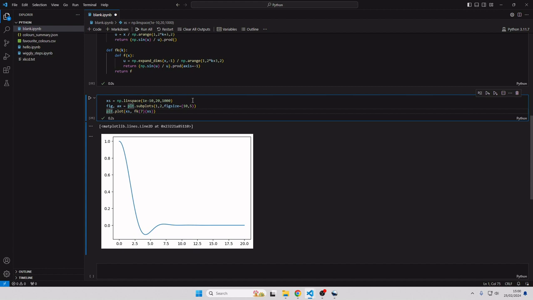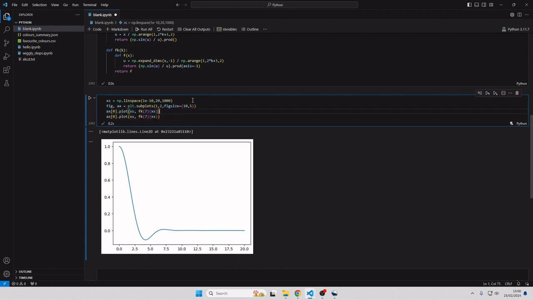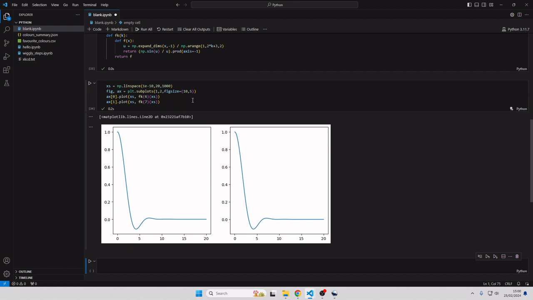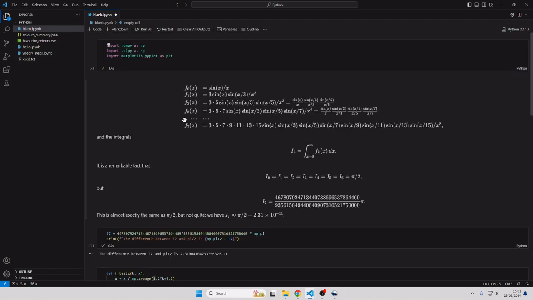So we'll give ourselves two plots. We'll plot f6 on the left and we'll plot f7 on the right. And yeah, they look pretty much the same. Okay, so why is that? What is actually the difference between f6 and f7? We've put in an extra factor of sine x over 15 divided by x over 15 at the end.